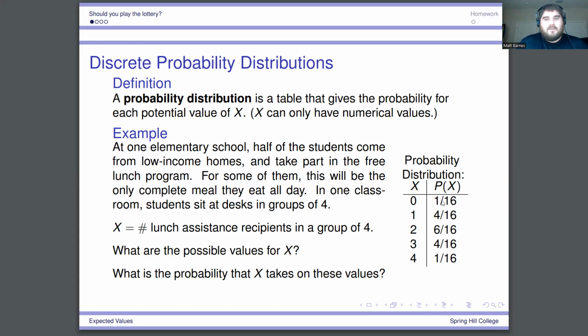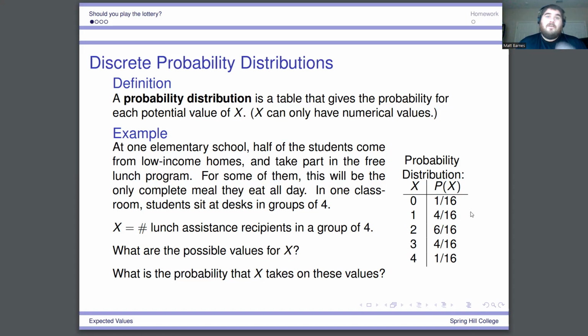So that's where we get this number over here. Now on the other end, we also have 1 over 16, and that's because the probability of being on the lunch program is the same as the probability of not being on the lunch program, because it's a 1/2 chance either way. So it's just a coin flip. So the probability of all 4 students being on it is going to be 1/2 times 1/2 times 1/2 times 1/2.